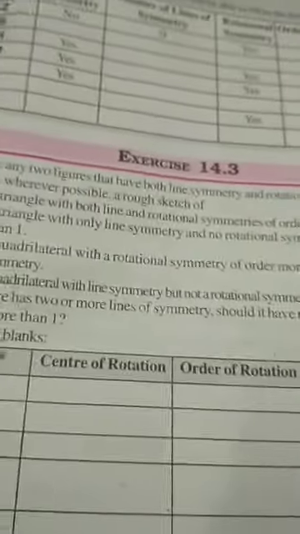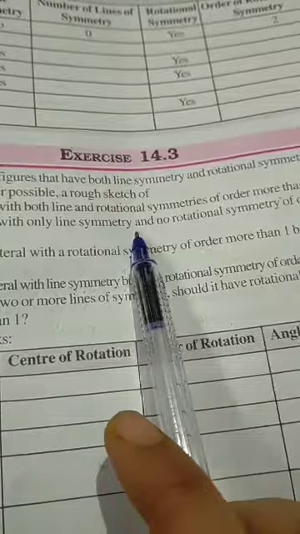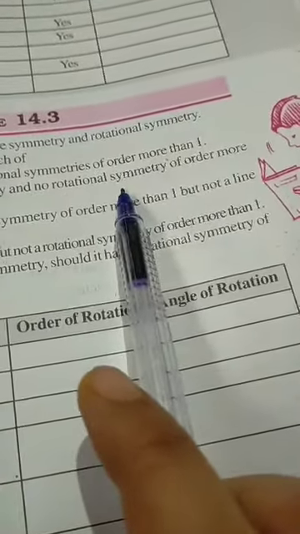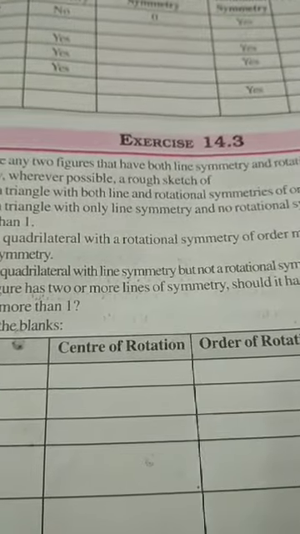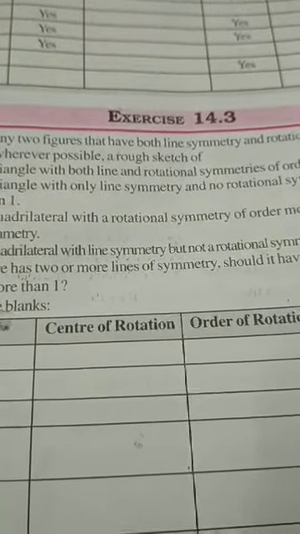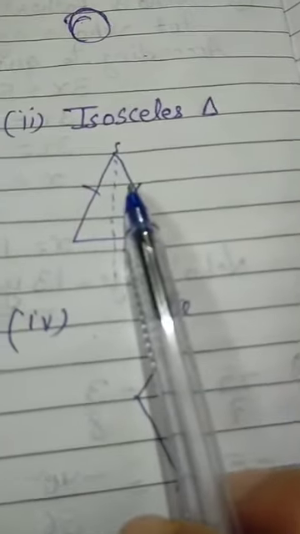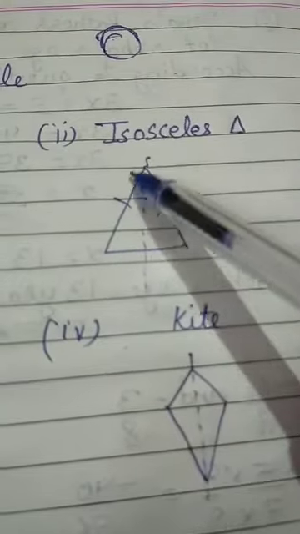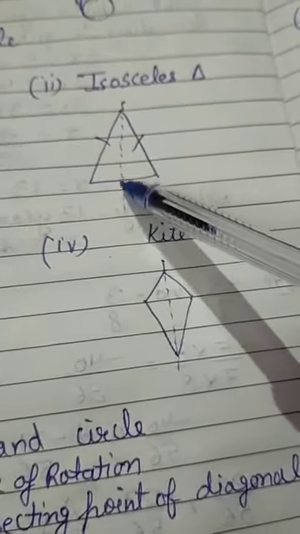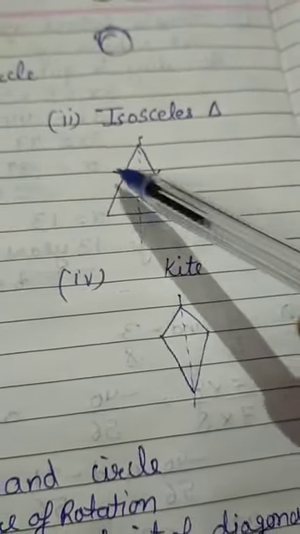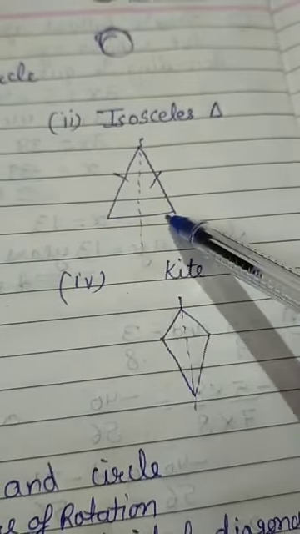Second is a triangle with only line symmetry and no rotational symmetry of order more than 1. He is saying now you have to draw a triangle that has only symmetry line, no rotational symmetry. So that is this isosceles triangle. Okay? In an isosceles triangle only one line of symmetry is there, right? These two sides are equal, this is different.